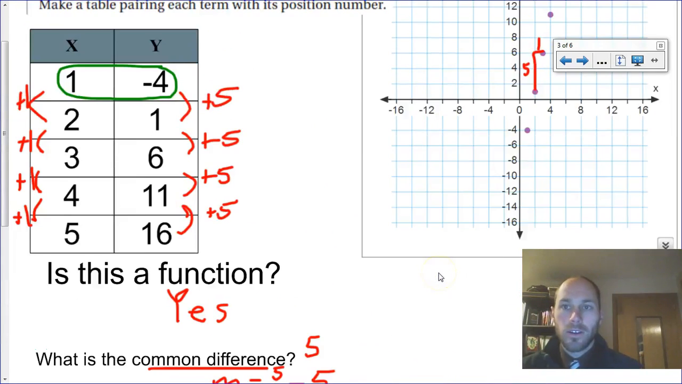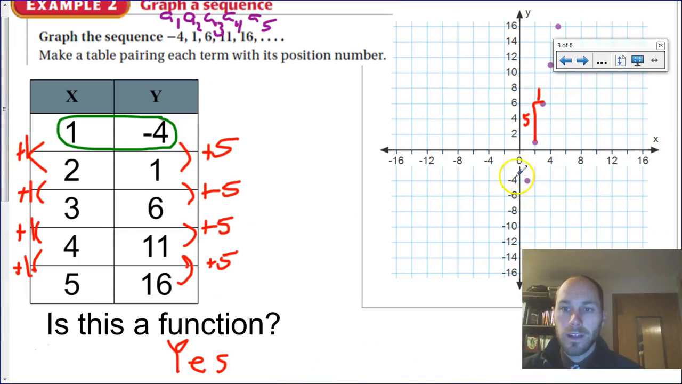So we could take a look on the graph. Does that fit? My y-intercept is -9. Sloping up 5, 1, 2, 3, 4, 5 over 1. I could draw a line through those.